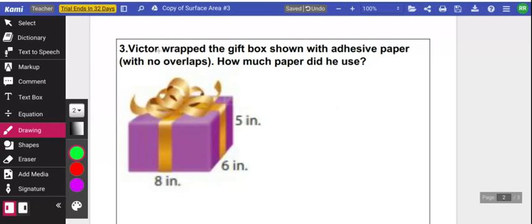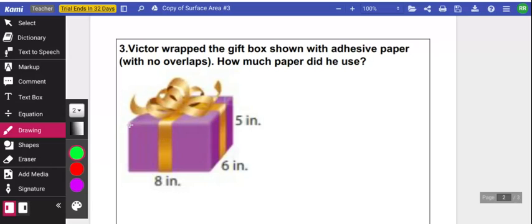Okay, here number 3, it says Victor wrapped the gift box shown with adhesive paper with no overlaps. How much paper did he use? So in this problem, we want to know the amount of space on the outside of this shape. Okay, so we want to find the area on the surface of the object, so the surface area.